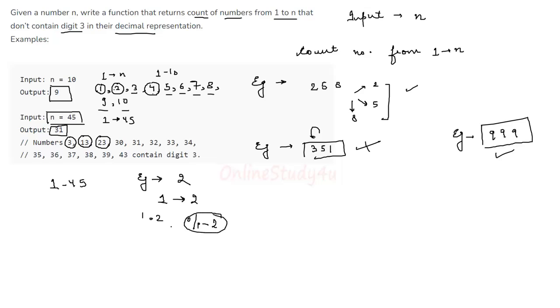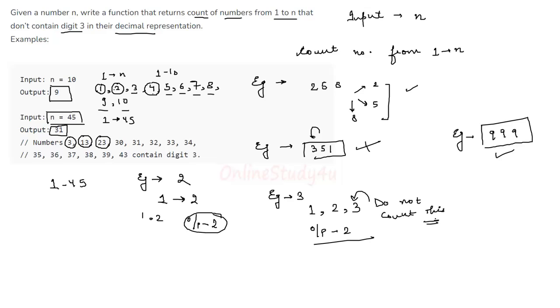Correct? Suppose when you have example as 3, then what will be the numbers from 1 to n? 1, 2, 3. How many numbers are there that don't contain digit 3 in its decimal representation? So, n was 3. n is 3 and the output we'll get will be 2 because we'll not count this. Do not count this. Got it?